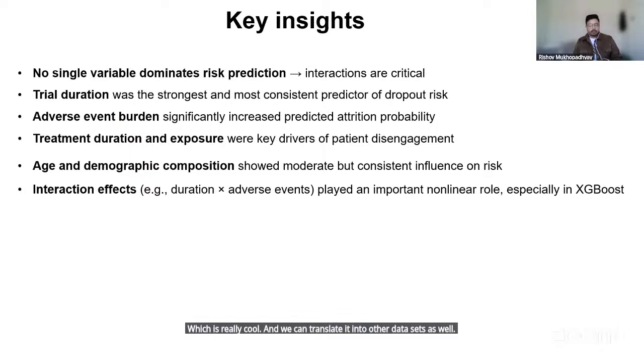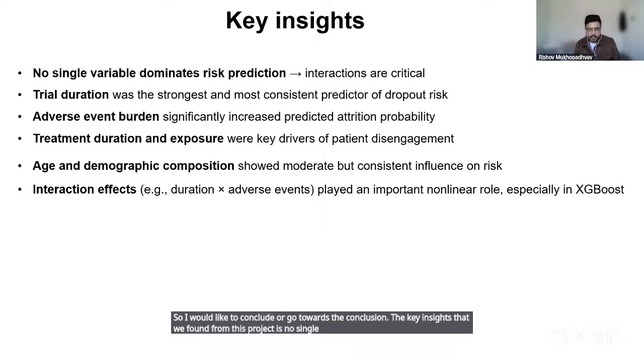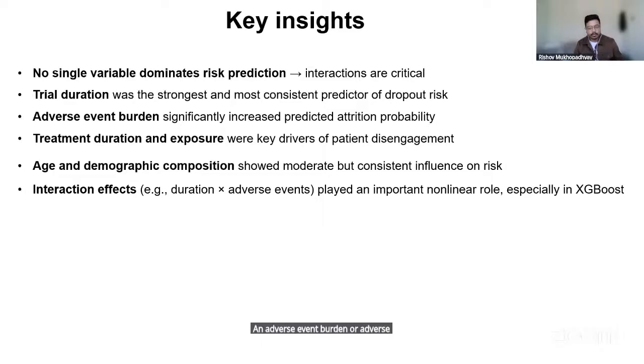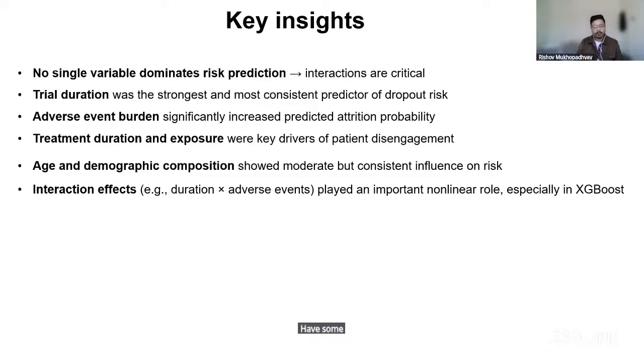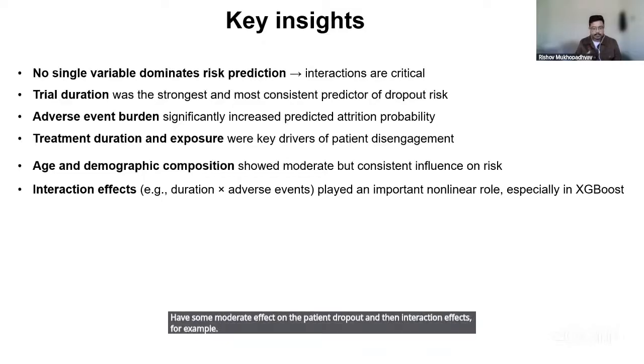So I would like to go towards the conclusion. The key insight that we found from this project is that no single variable dominates risk prediction. Trial duration really dictates how much dropout can happen. Adverse event burden, or adverse scenarios, should be taken into account, what the patient is complaining about. Then the treatment duration and the exposure: the longer or more painful the treatment, there might be higher dropout. And then age and demographic composition also have some moderate effect on patient dropout. And then interaction effects, for example, duration and the adverse events, how much they are correlated, can be taken into account, which XGBoost takes into account.